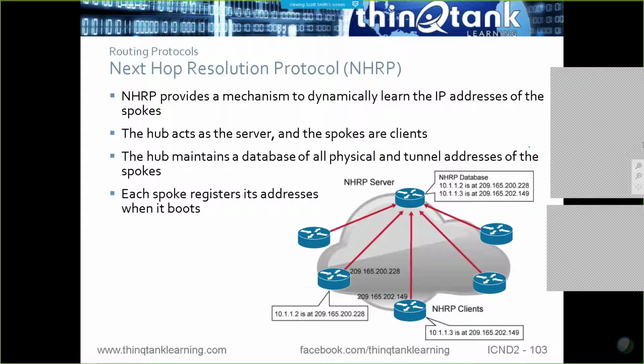Now let's talk about NHRP, because without NHRP, none of this works. The next hop resolution protocol. NHRP provides a mechanism to dynamically learn the IP address of the spokes. The hub is the NHRP server, and the spokes are the NHRP clients. There's a database that gets built in the hub of all of the physical and tunnel addresses of the spokes. Now, what is different between a physical address and a tunnel address? Any ideas? What do they mean by the physical address of the spoke?